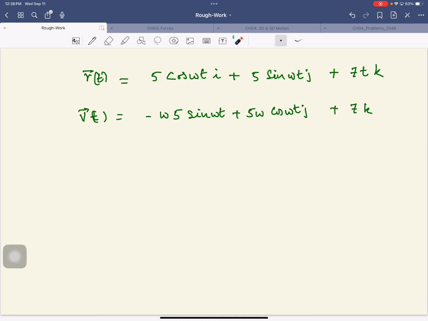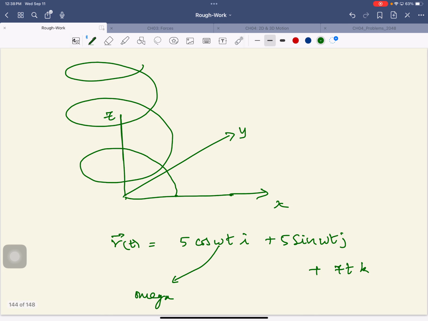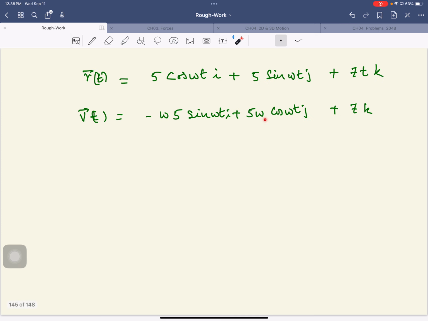So there's the constant velocity along the z-axis, and there's the x and y component of the velocity. You can see that as you are traveling along a tangent, there's the velocity, and this velocity's x and y components are changing, which is what this equation is telling you.